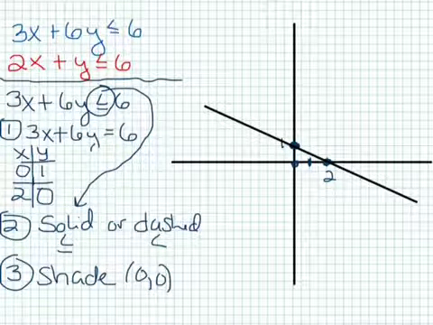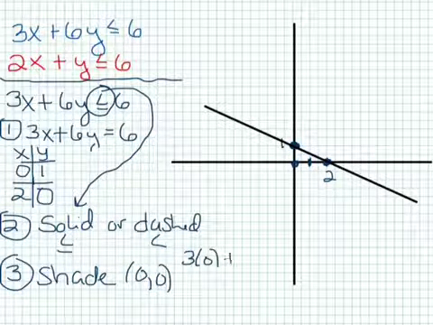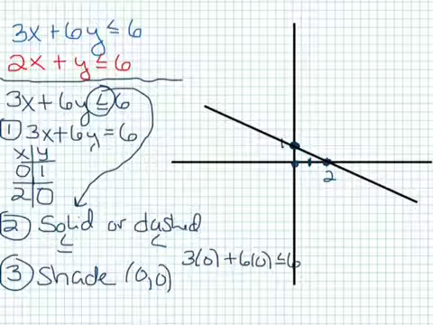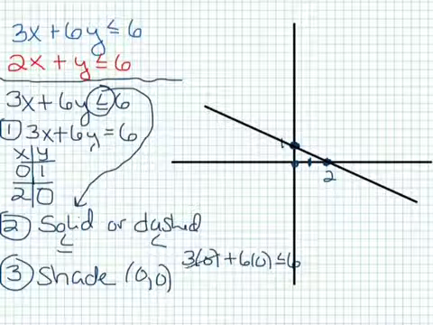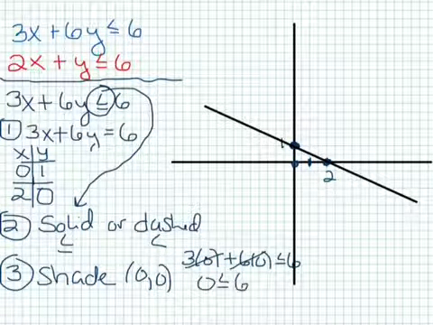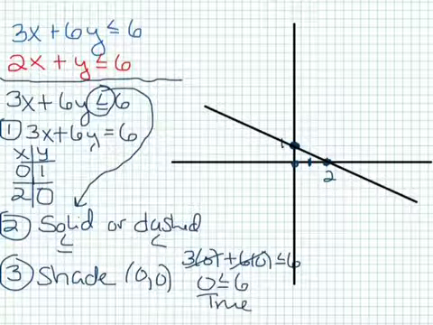When we do that, we plug it into the inequality, so we'll get 3 times 0 plus 6 times 0 is less than or equal to 6. These both go to 0, so that gives us the inequality 0 is less than or equal to 6. And this statement right here is true.